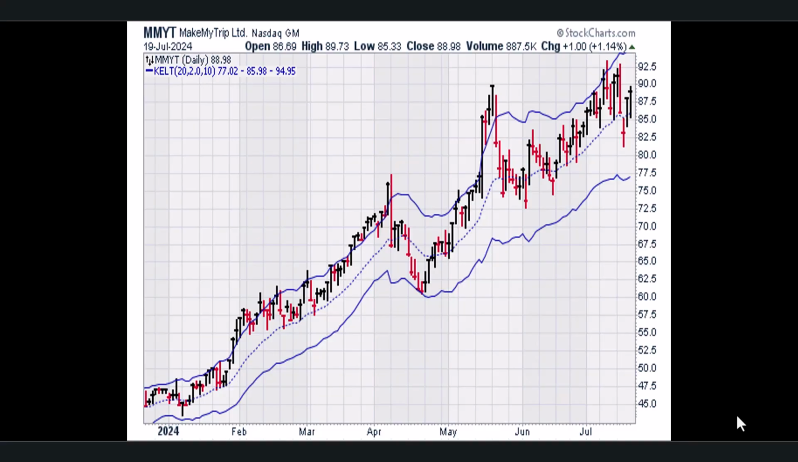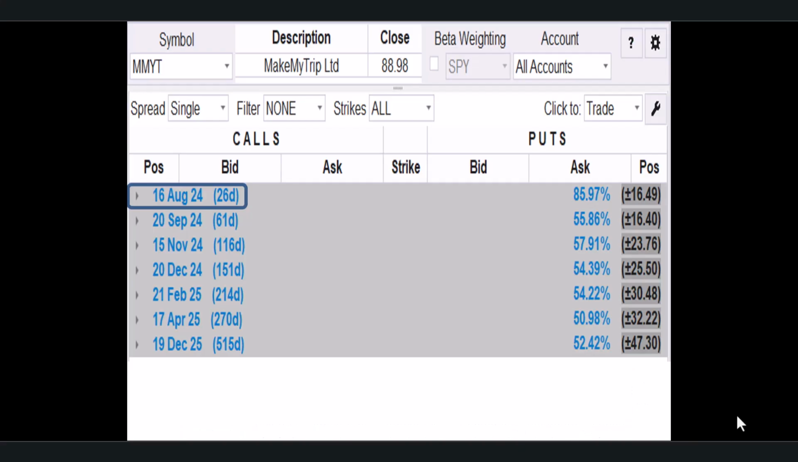As a rule, we don't want to buy calls if the stock price is above the upper Keltner channel line. Anywhere inside the Keltner channel or even below the Keltner channel is fine. MMYT is below the upper Keltner channel line, so MMYT is inside the buy zone. Since the trend is up, we want to buy a call.